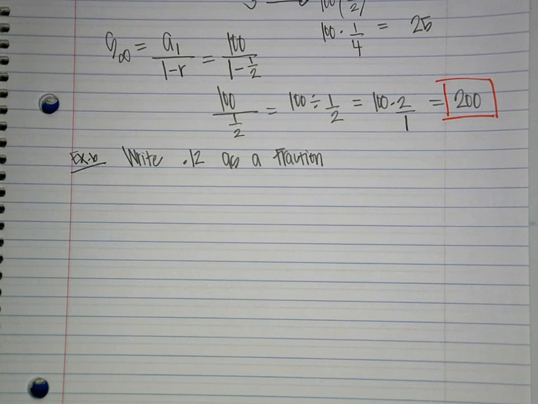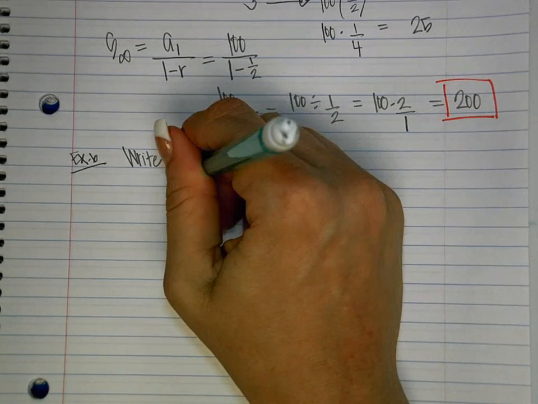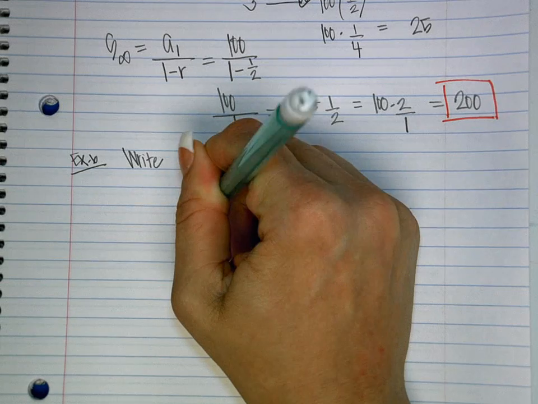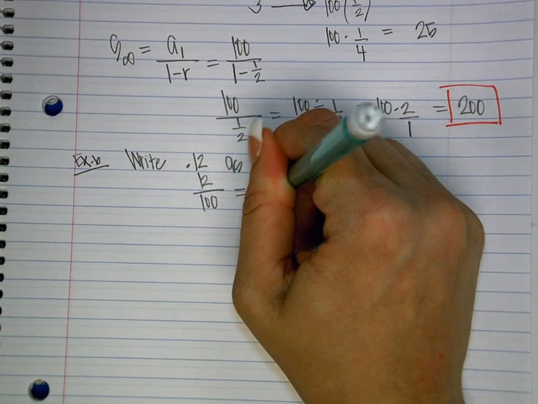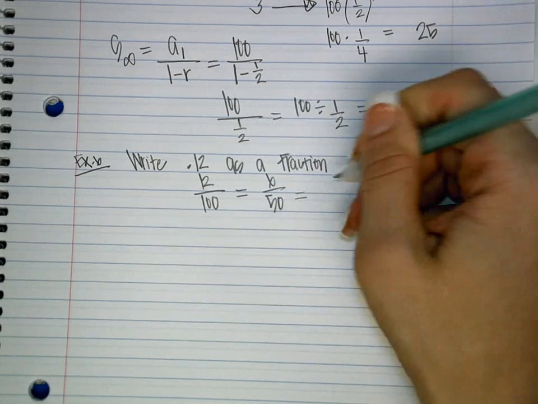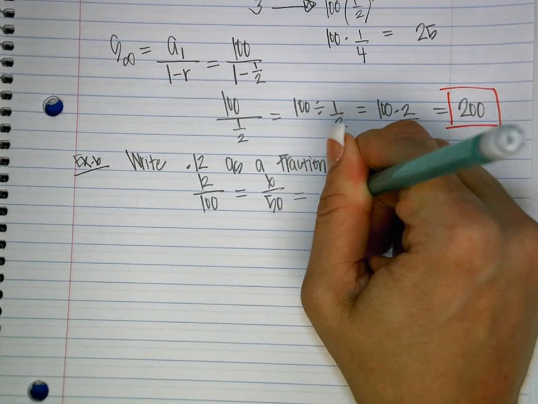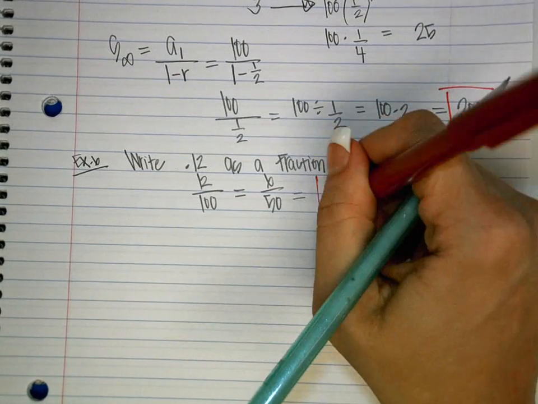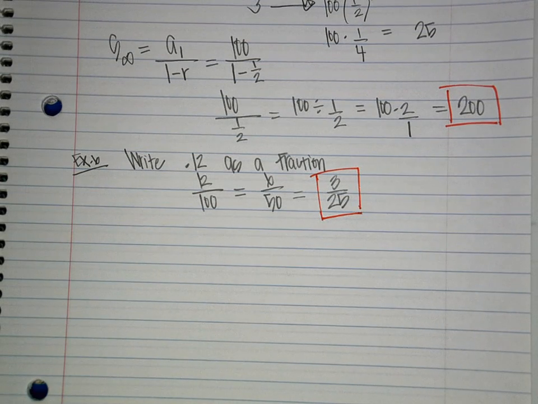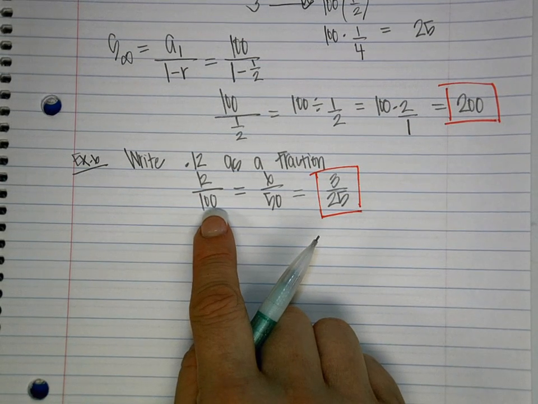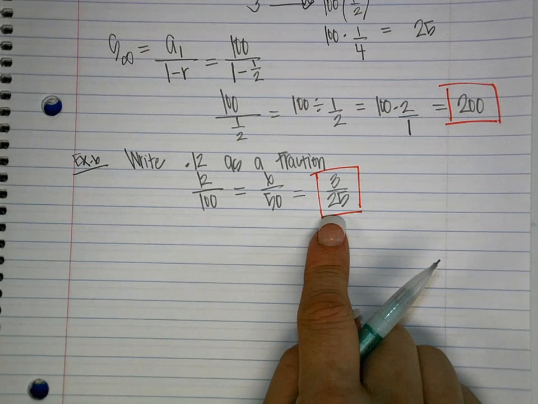How do you write 0.12 as a fraction? This is 12 over what? 100. Reduce that. What does that reduce to? 6 over 50. And can you reduce that again? 3 over 25. That's your answer. You're going to see why we're doing this in just a second. So do we agree 0.12 is equivalent to 3 over 25, right?